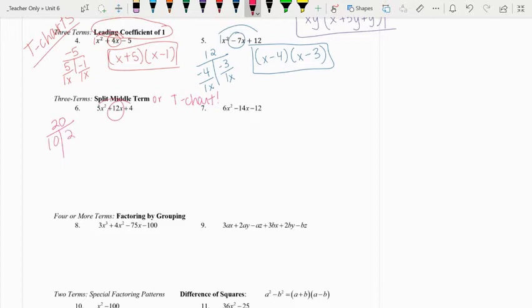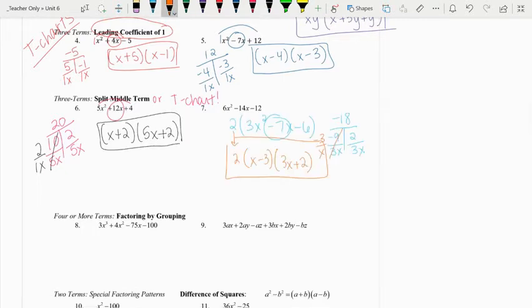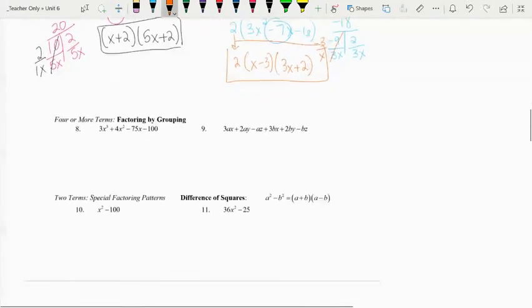Now this time, you put your variable and your number in the denominator. And because your number, your a value, is not 1, you need to try to reduce if you can. The left one can reduce to 2 over 1x. Then we write it out. x plus 2, 5x plus 2. So hopefully those felt pretty good.